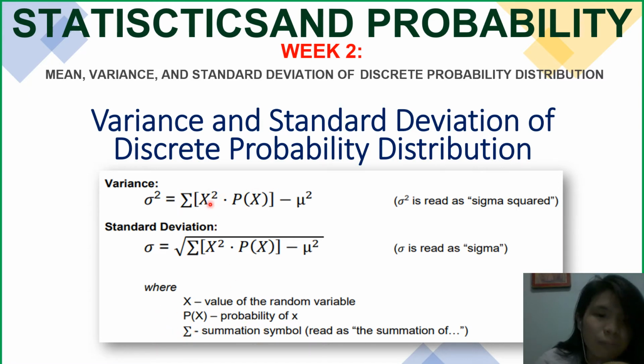So, yung pinagkaiba naman ng variance and standard deviation sa mean is yung sinubtract siya sa mu squared is yung x dito or the value of a random variable. Yung sa mean naman is x lang, while here in variance and standard deviation, we square the value of the random variable.